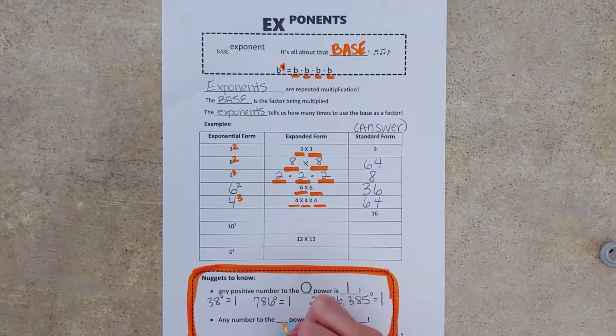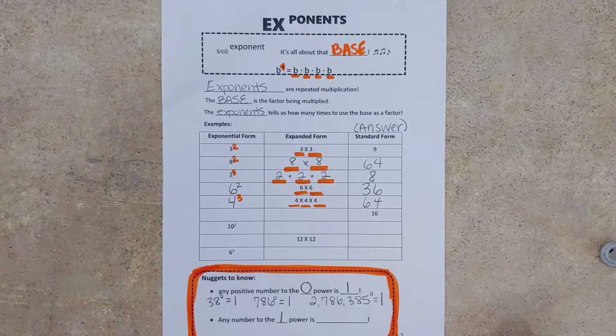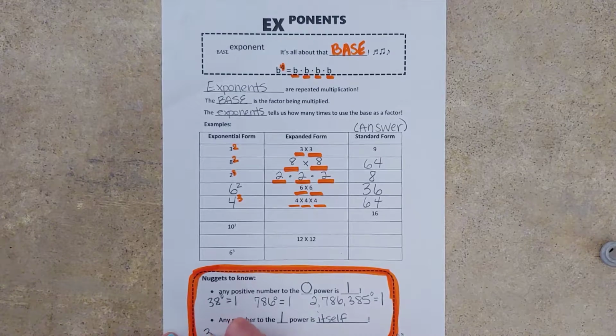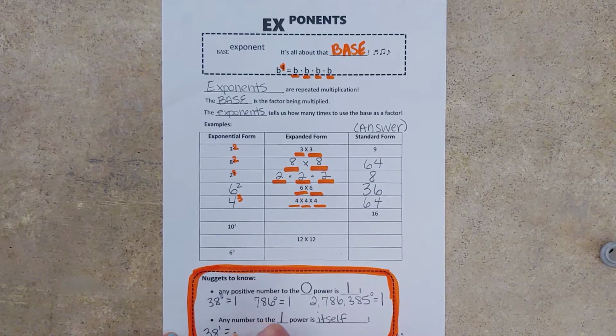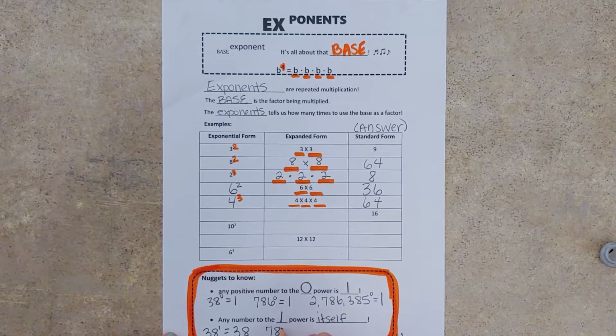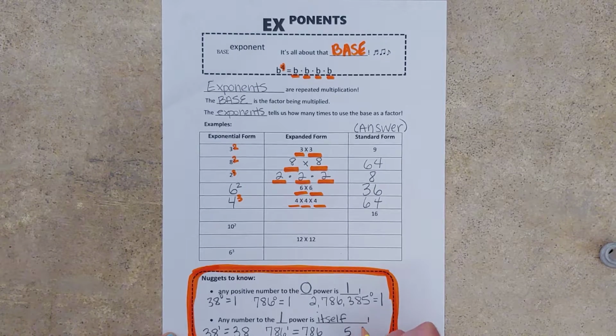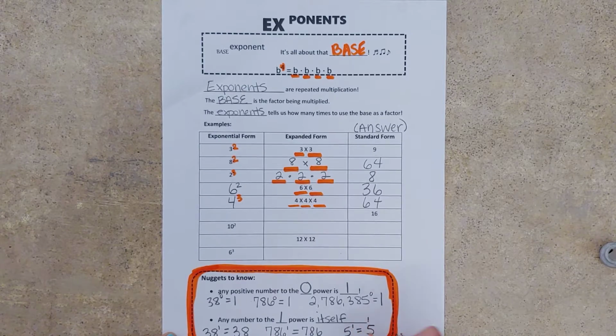Any number to the first power, however, is itself. For example, 38 to the first power equals 38. 786 to the first power equals 786. 5 to the first power equals 5.